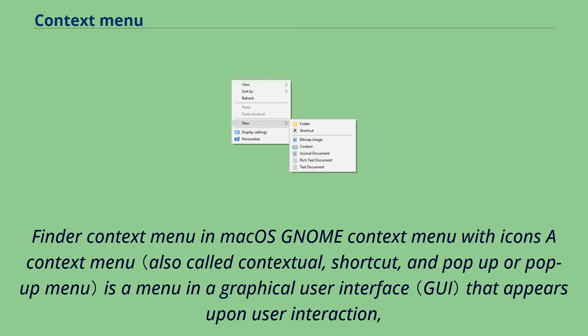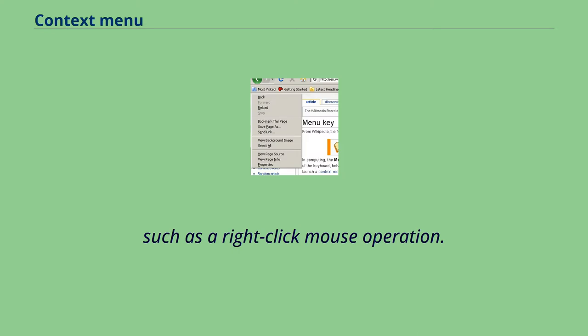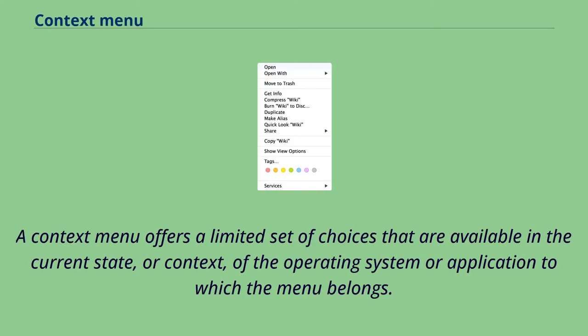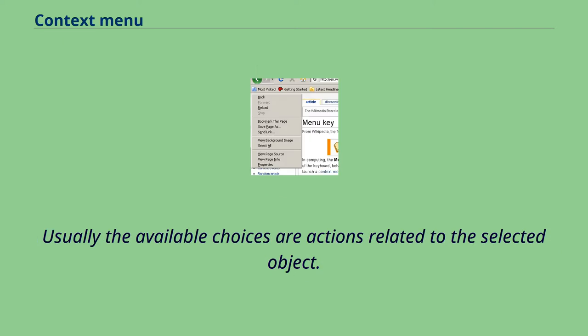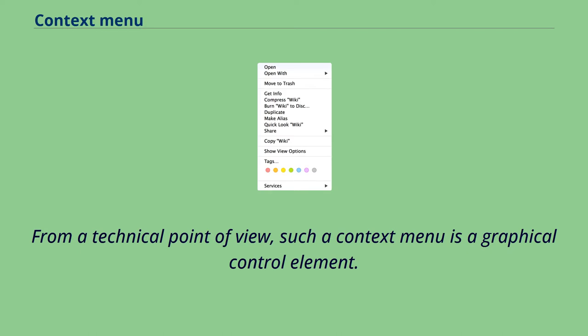A context menu is a menu in a graphical user interface that appears upon user interaction, such as a right-click mouse operation. A context menu offers a limited set of choices that are available in the current state, or context, of the operating system or application to which the menu belongs. Usually the available choices are actions related to the selected object. From a technical point of view, such a context menu is a graphical control element.